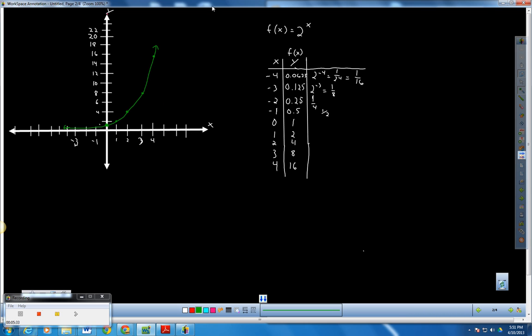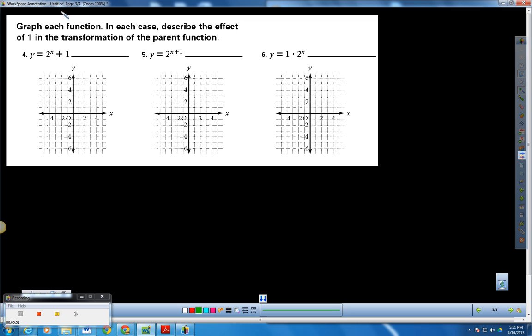We're going to now use this as a baseline, right? This is our green graph. We're going to refer back to this green graph for the rest of this homework assignment. Take a look at these. Okay, so this is 2 to the x plus 1. What's going to happen here is every single y value that I had is just going to be increased by 1. Okay, so that's my baseline.